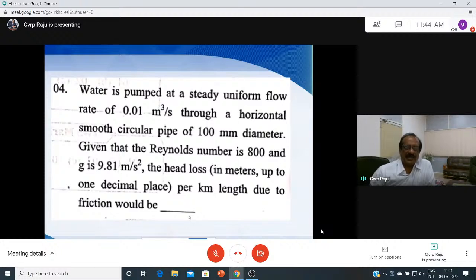So water is pumped at a steady uniform flow rate of 0.01 meter cube per second through a horizontal smooth circular pipe of 100 mm diameter. He has given the Reynolds number is 800, that is laminar flow, less than 2000, and g is 9.81 meters per second square. The head loss in meters up to 1 decimal place per kilometer length due to friction could be.